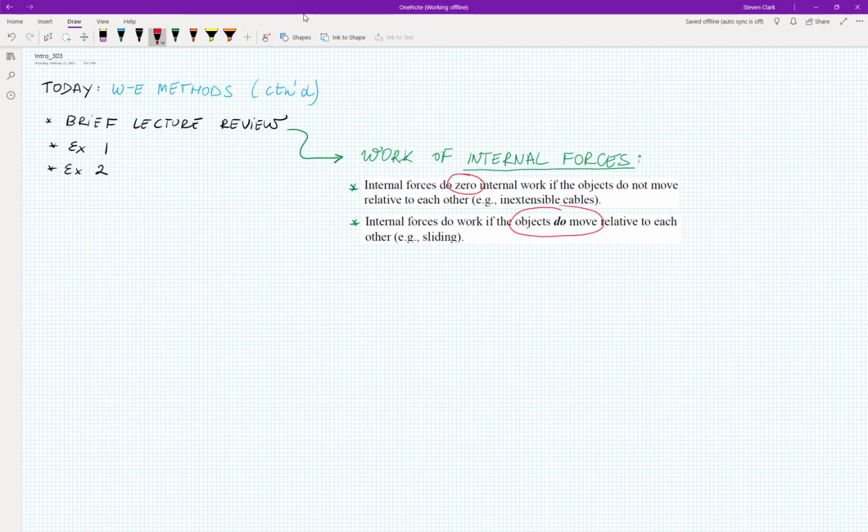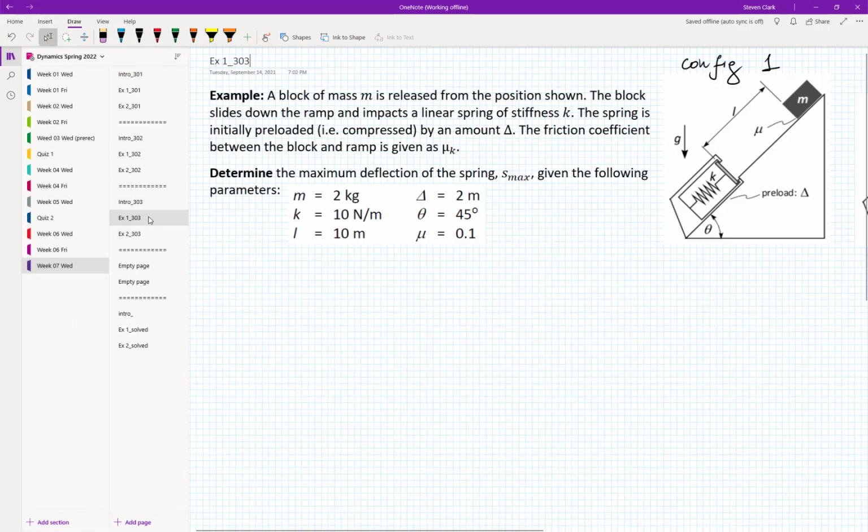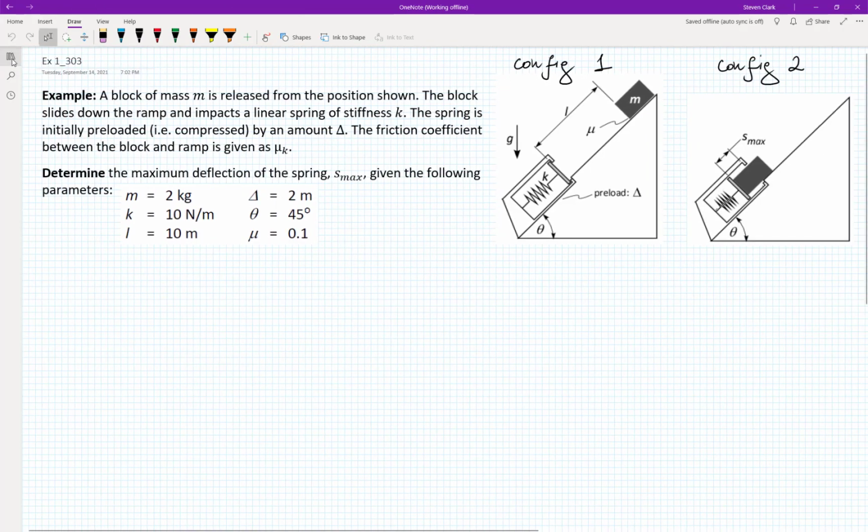I don't see any, so would you like to do example number 1? Let's do it. Let's do example number 1. As usual, please read and understand the problem statement before we start our solution.